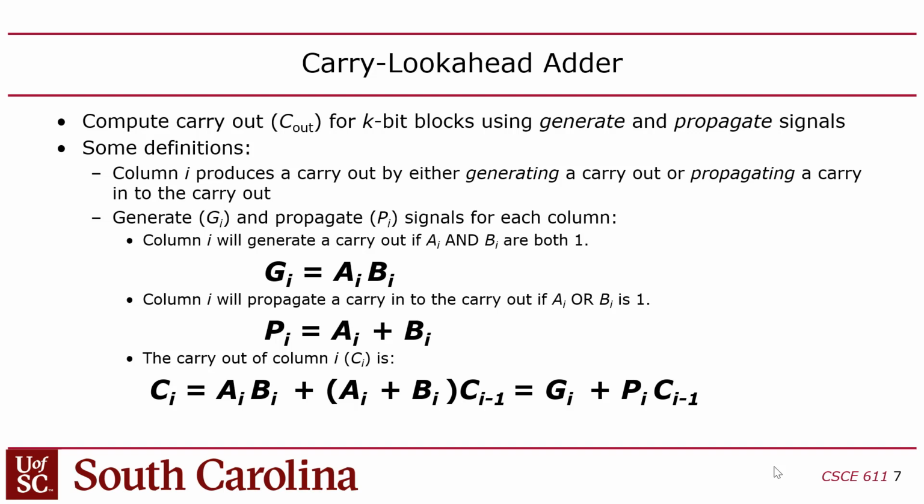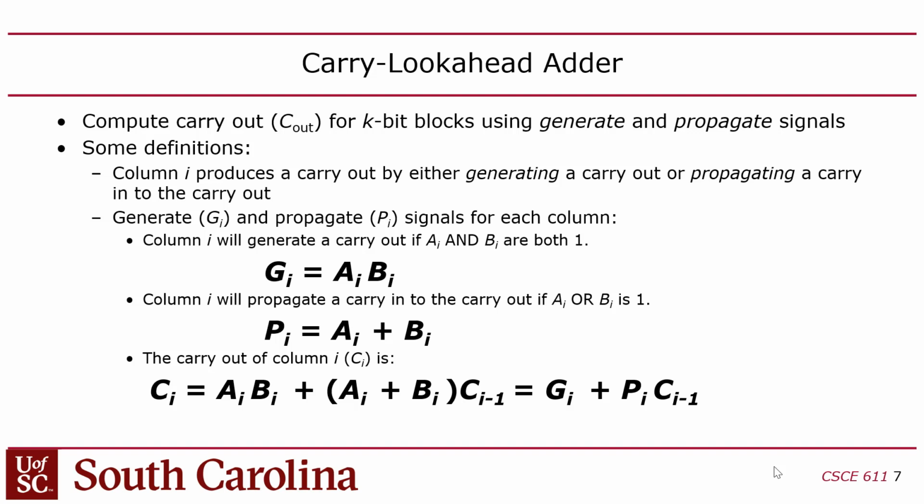Propagate, on the other hand, is if A or B is set, you will generate a carry out, but only if its carry in was 1. So basically, propagate means if I have a carry in, I'm going to send a carry out. If generate is 1, I don't care what the carry in is. I'm guaranteed to give a carry out, right? And so basically, it's very simple. Generate is A and B. Propagate is A or B.